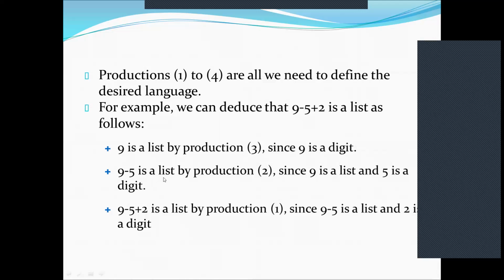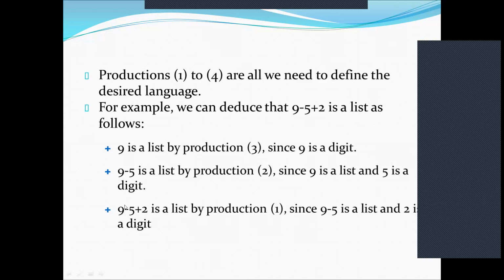So 9 can be a list because it is a digit. Now 9 minus 5 is a list by production 2. What production 2 says? Production 2 says the list can be the list minus a digit. So if 9 is a list and minus 5 is a digit, so 9 minus 5 can be also a list as per the rule. So since 9 is a list and 5 is a digit, as I said, that means the list can be a list minus a digit. So this also becomes a new list.